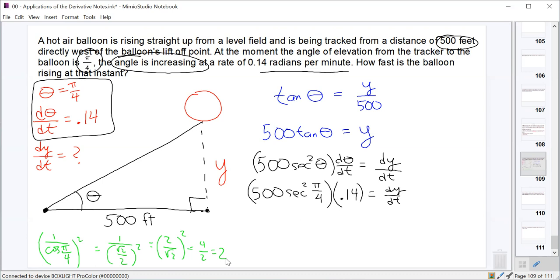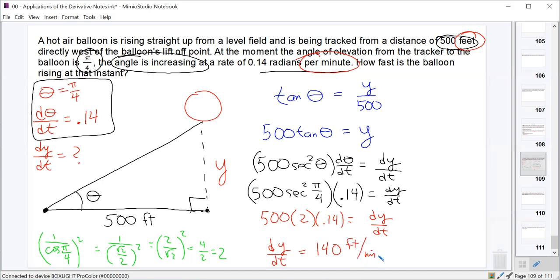So we've now got 500 times 2 times 0.14 is dy/dt, leaving us with the final answer of dy/dt is equal to 1,000 times 0.14, or 140. And our units were in feet. Everything was in feet, and it was per minute. This will be 140 feet per minute is how fast that balloon is rising up from the ground.